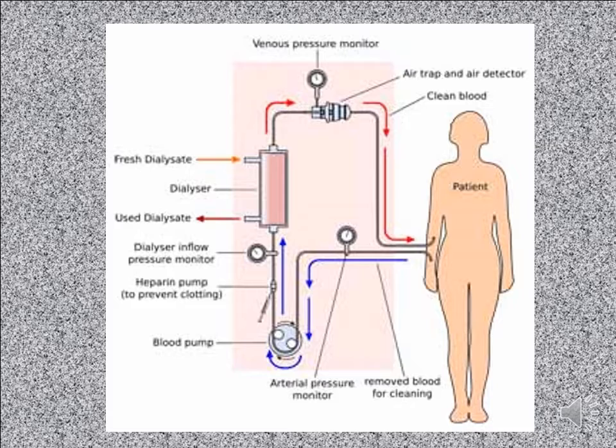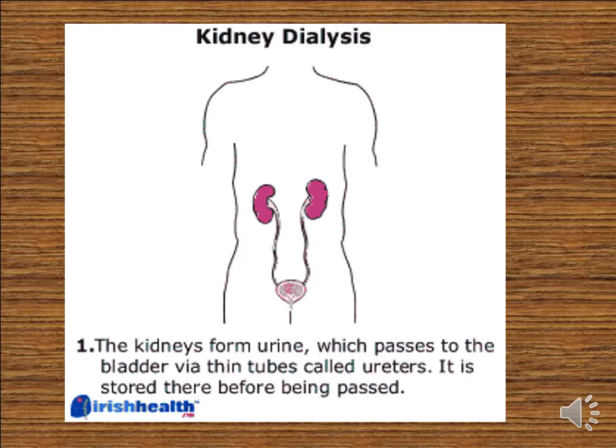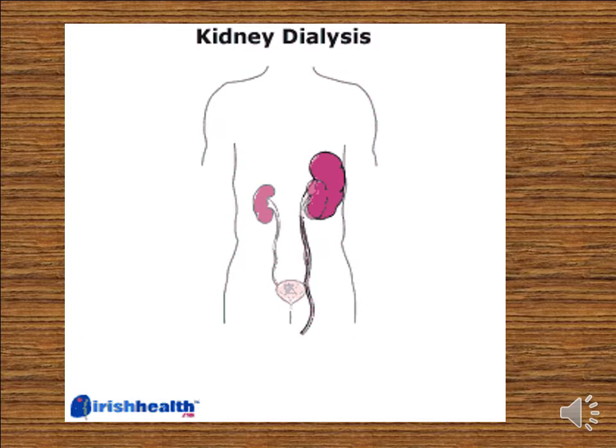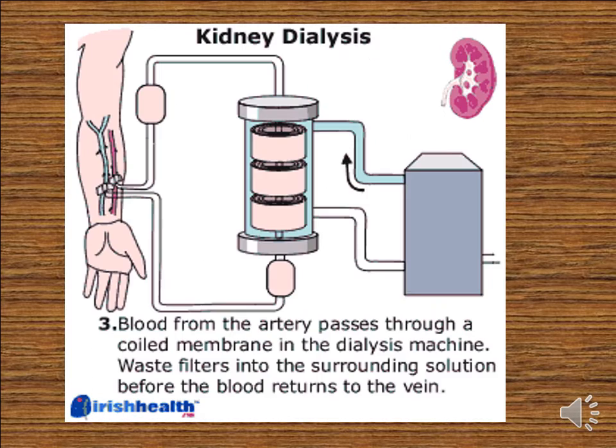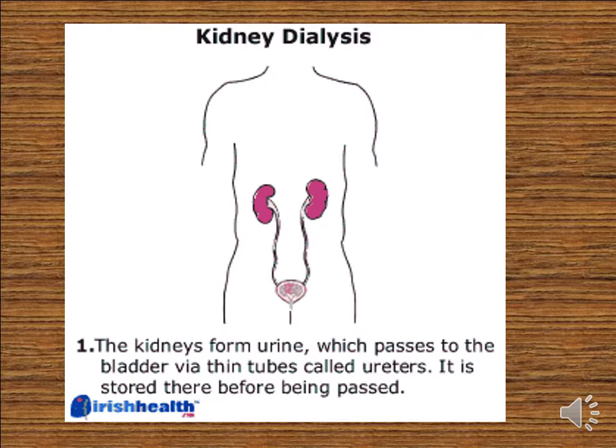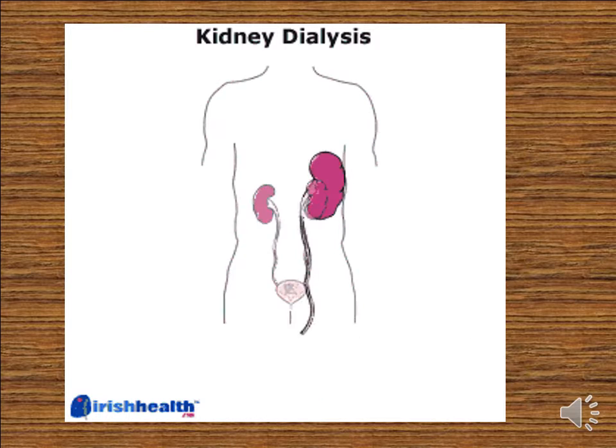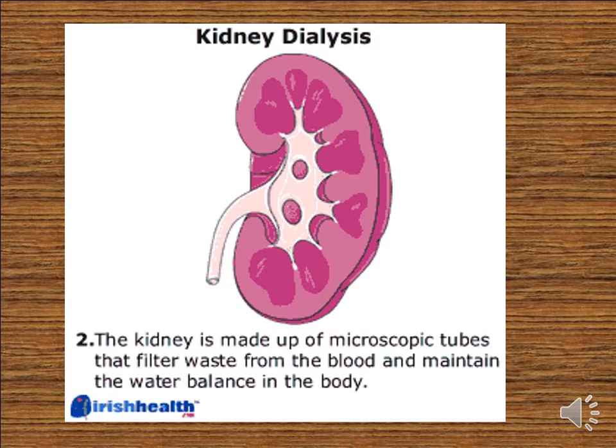This is hemodialysis, and we can discuss it in chronic renal failure. In kidney dialysis, first the kidney makes urine, which passes to the bladder. The kidney is made up of microscopic tubes that filter waste, and blood from the artery passes through the dialysis machine's cellophane membrane, and then the waste that the kidney would form into urine goes to another form in dialysis. You can see in these figures the steps of kidney dialysis.